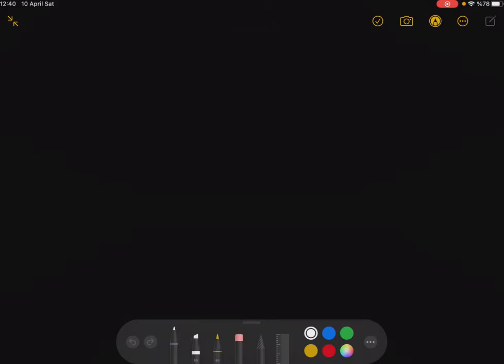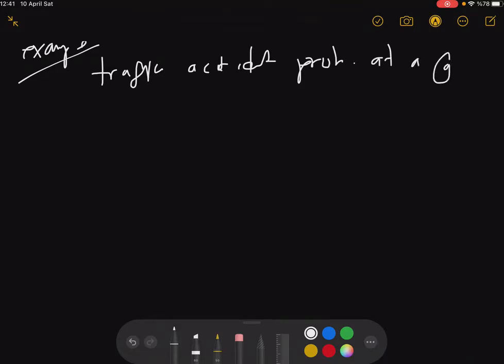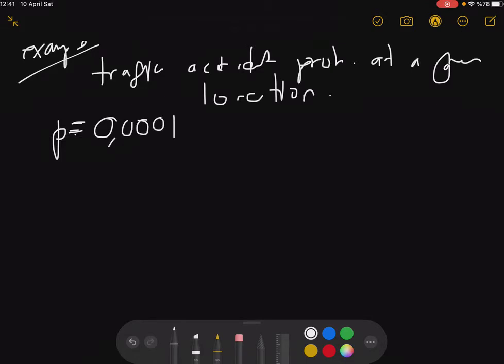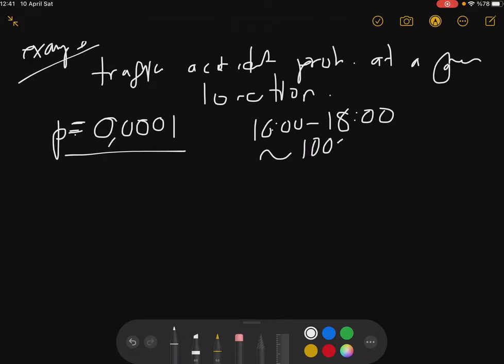Suppose that, this example is taken from your textbook again, you're trying to calculate the traffic accident probability at a given location. I'm sorry, this probability is fixed. You're trying to calculate the different combinations of occurrences of these traffic accidents. This is your probability, okay? Having a traffic accident between, for example, the time span between 4 p.m. and 6 p.m., and 10,000 cars pass by here within that time span.